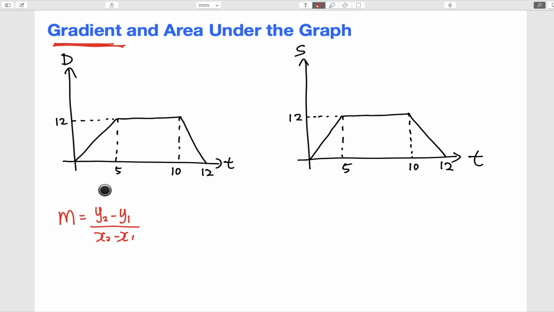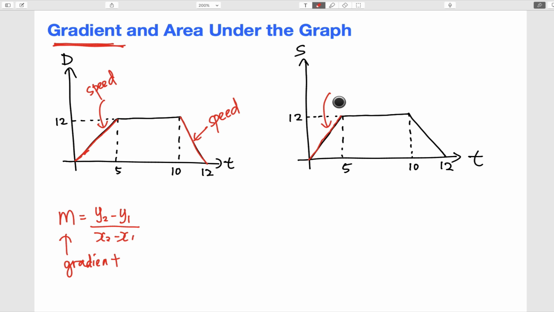So in this topic, what is the meaning of gradient? Okay, if you see the distance time graph, this one is the gradient, and the gradient for the distance time graph is the speed. Right, so this is also the gradient, so this one is the speed also. But the gradient for the speed time graph is acceleration.